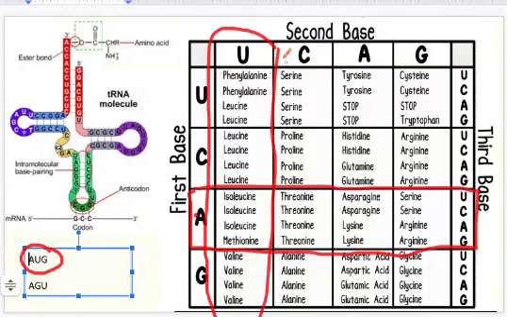And the third one is G. You go over to the third base. You know that it's over here in this square here where U and A combine. You find G, and over on the bottom, it's methionine. And that's actually a start codon as well.